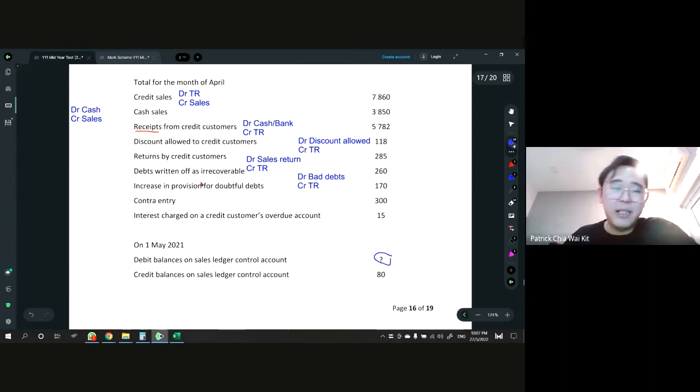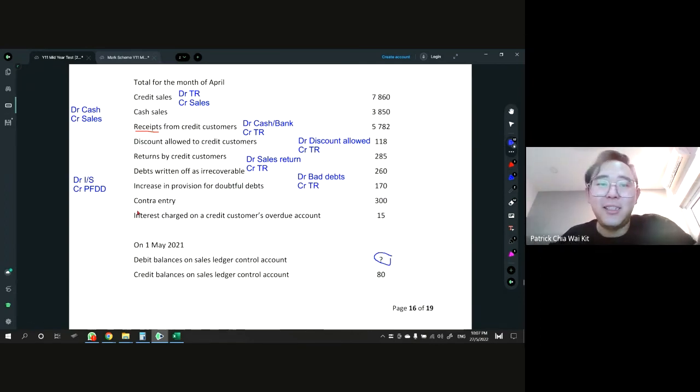Increase in PFDD. The double entry for an increase in PFDD is actually DR income statement, because an increase is not a good thing, right? So debit income statement and credit the PFDD account. It has nothing to do with the TR account. This is an irrelevant thing. The double entry itself here is DR income statement, CR PFDD. Nothing to do with TR, so you don't need to put this actually.